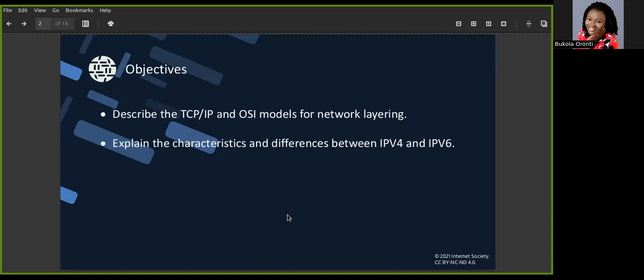The objective for this second module, that is this topic, is to describe the TCP and OSI models used for network layering, and also to explain the characteristics and differences between IPv4 and IPv6.